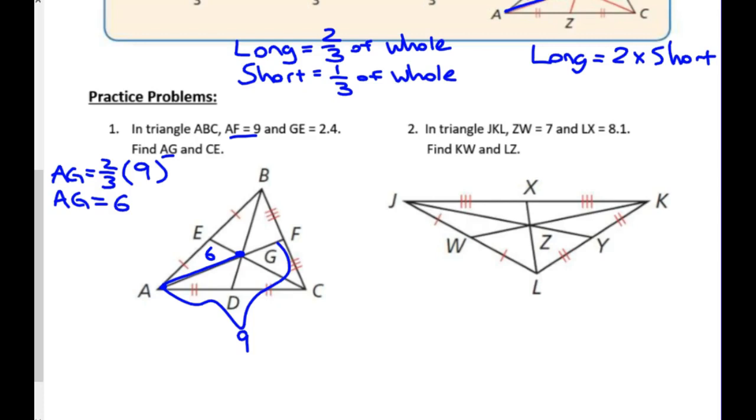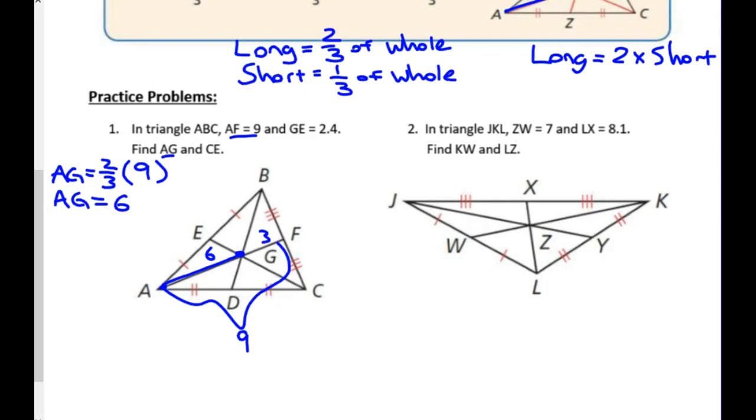So let's do the next part. GE equals 2.4. So let's label it. Sorry, back up real quick. If AG was 6, how do I figure out GF? If I needed to find out GF, I just want you to remember, the long and the short, the relationship is half of the long one, right? So half of 6 is 3, okay?